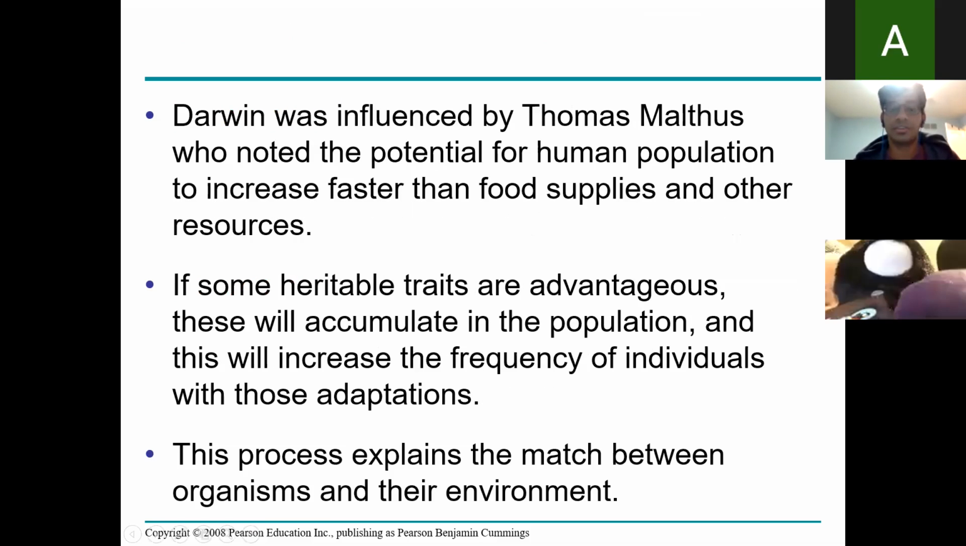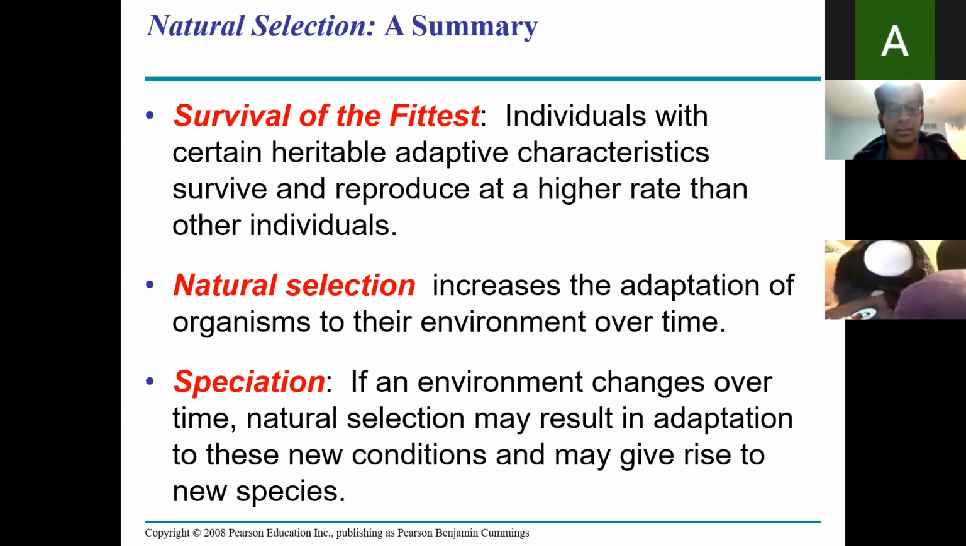Darwin was influenced by Thomas Malthus, who noted the potential for the human population to increase faster than food supplies. So again, you have a population that's exceeding the limit in the environment, so some will be selected for and some will die. And if some heritable traits are advantageous, they accumulate, as we said before, and this explains really a lot of why organisms are adapted, because they gradually accumulate traits that help them survive in the environment. So survival of the fittest, it's a phrase you've probably heard a lot.